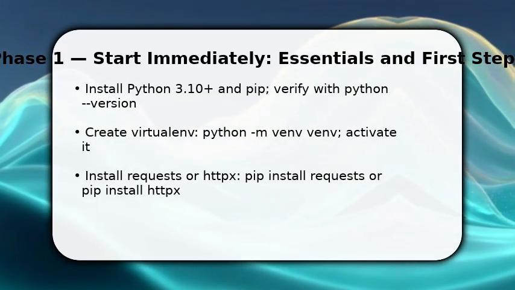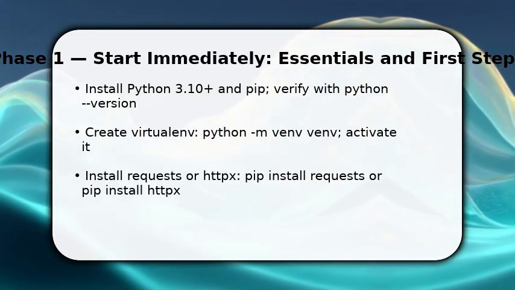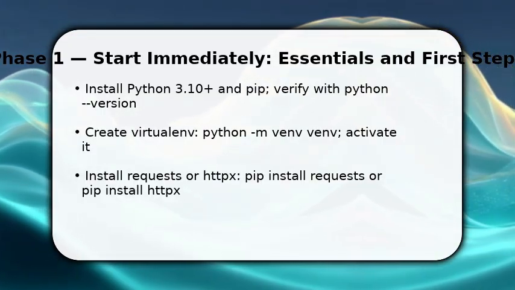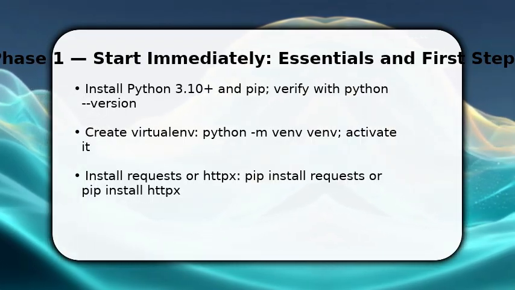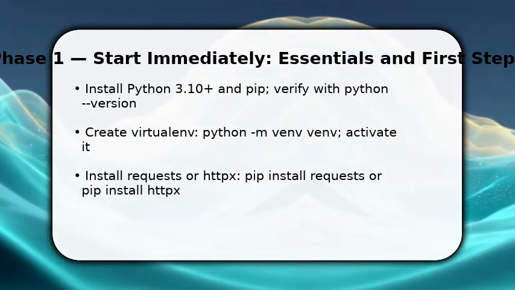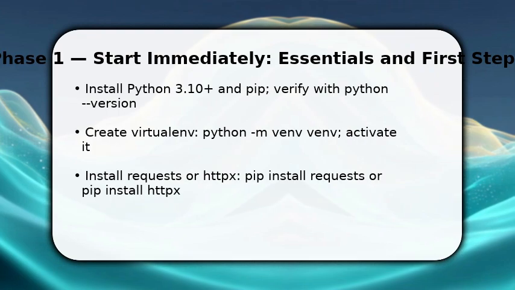Make sure to keep your API key secret. Store it in an environment variable, not in code. Finally, open a minimal script file where you will import requests and prepare a base URL and headers for authentication.